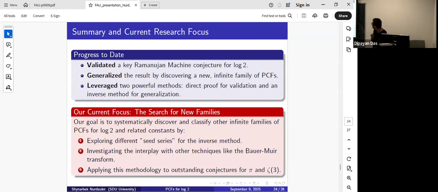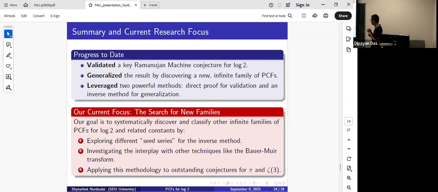But unfortunately, I tried to do so for a degree of 3 or 4, but it becomes much harder to do so. So, progress up to date: we validated a Ramanujan conjecture related to log 2, and then we tried to find the infinite family for that constant, and we used two powerful methods to do so.